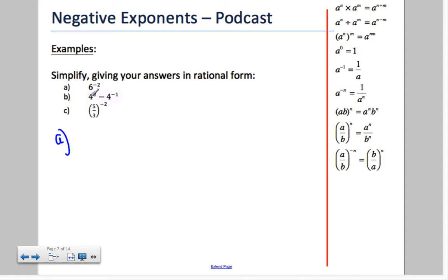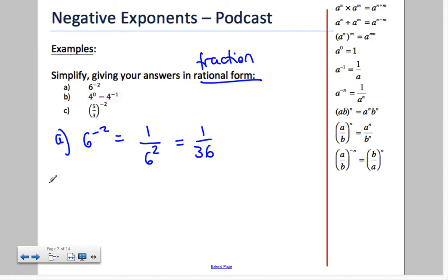It says simplify, giving your answers in rational form. So that means as a fraction, using whole numbers. So 6 to the power of minus 2. Well, it tells me over here that I need to find the reciprocal, so 1 over 6 to the 2. 6 to the 2 is 36, so that's 1 over 36.